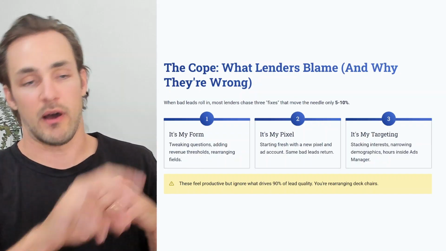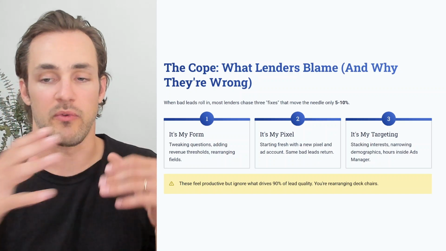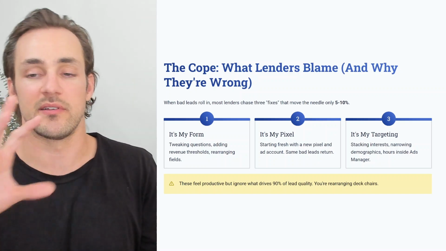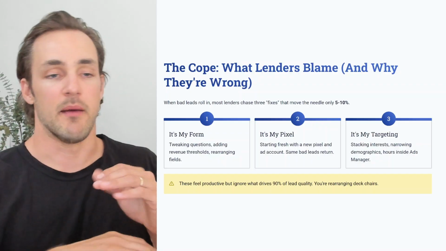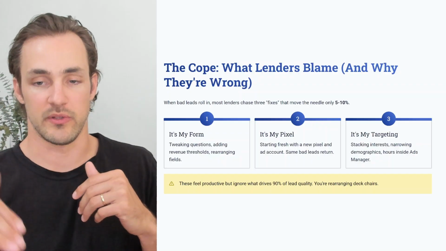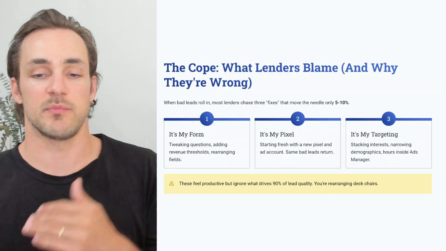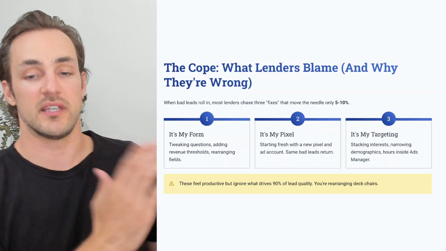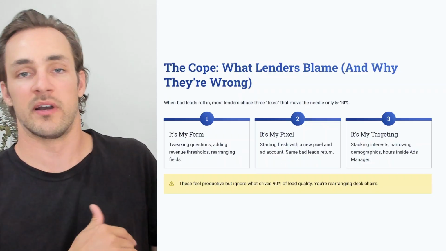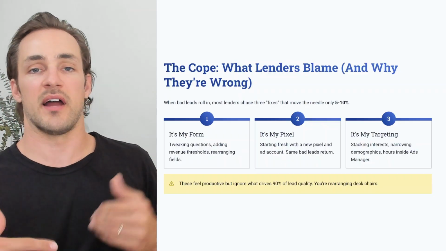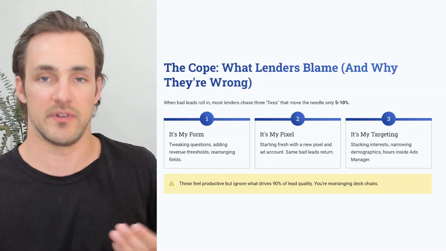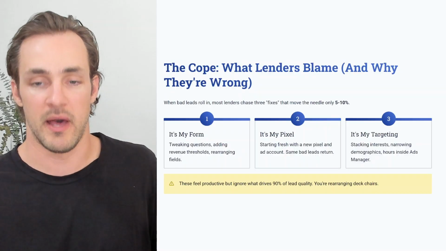Now, here's the thing about all three of these. They're not wrong. These things do matter to some degree, but they matter much less than what I'm about to share with you. These are really used for fine tuning over time. They're the last mile. So if you're spending all of your time here, you're completely ignoring the biggest constraint inside of any sort of advertising campaign, specifically within Meta.